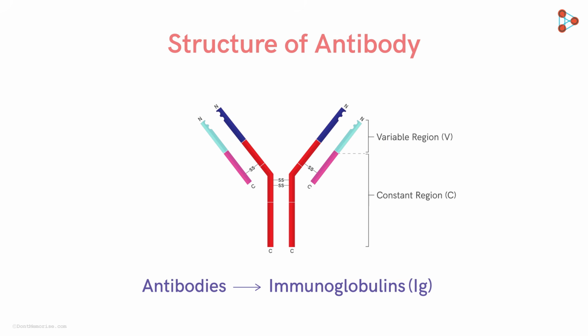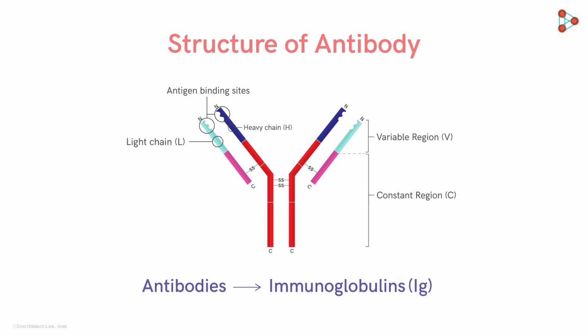As the name suggests, the constant region means the peptide chains remain the same in all antibodies. On the other hand, the variable regions will have peptide chains that can get altered as per the requirement. And what will this requirement be? That's right. The requirement will be the shape of this site depending on the structure of the antigen. Needless to say, the antigen binding site will be present in this variable region.